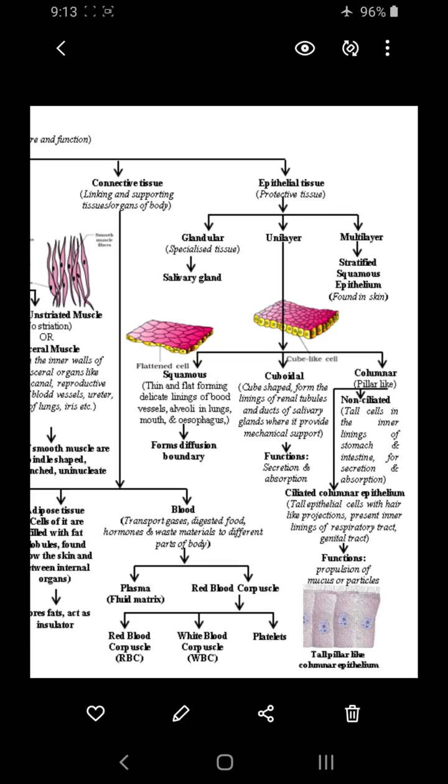Next is the columnar. Columnar means the cells are pillar like. These are non-ciliated and ciliated. Non-ciliated are the tall cells in the inner lining of stomach and intestine for secretion and absorption. And ciliated columnar epithelial, these are tall epithelial cells where hair-like projections are present in the inner lining of respiratory tract and genital tract. Their function is propulsion of mucus or particles.